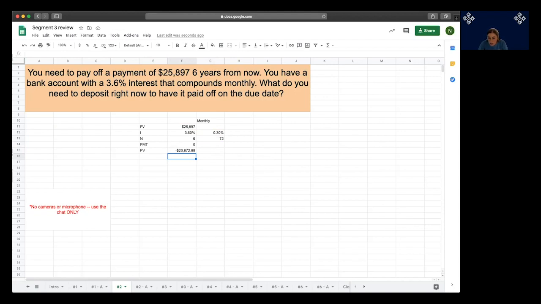Still seeing some confusion in the chat. Do you guys want to include in the chat where you kind of went wrong on this? Okay. Yeah. So it's negative because it's like a payment. You're gonna put in the money, so it's negative.